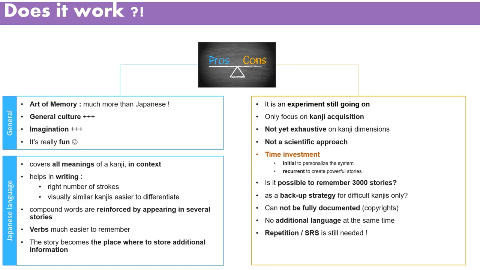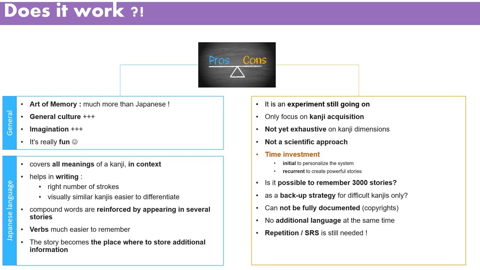Another drawback, I feel it cannot be fully documented in written format because of potential copyright issues. I'm using characters from Marvel, Disney, Star Wars, Harry Potter, Nintendo, and it's okay for this video falling under the fair use. But a blog, a book, or a podcast, I'm not sure. Then, I'm using this method to learn Japanese right now, but I doubt I could use it to learn Russian at the same time. It may create too many interferences.